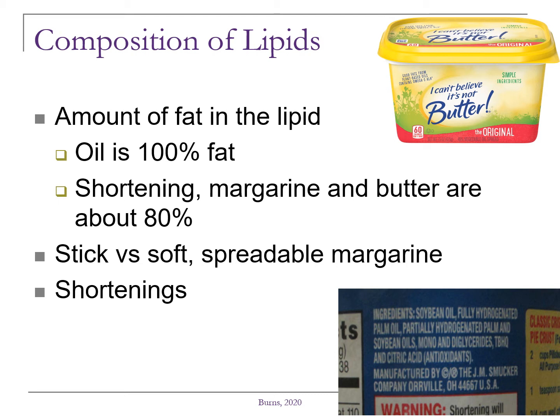Shortening, remember, is about 80% fat, but some of those shortenings can also have emulsifiers added to them. If you look at the label on the bottom of your slide, look there in the ingredients and see the mono and diglycerides listed. Those are the emulsifiers. The added emulsifiers are great if you are making cookies and cakes, but not so great if you're making pie crusts. So really, who knew all of these differences between the different kinds of lipids? With this brief background in mind, let's shift our attention to the functions of lipids in food.